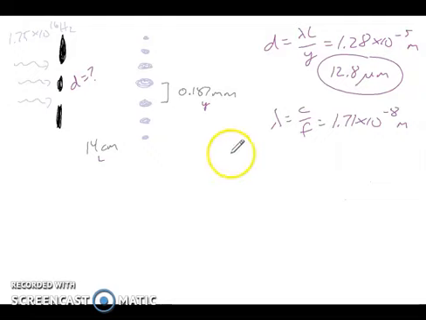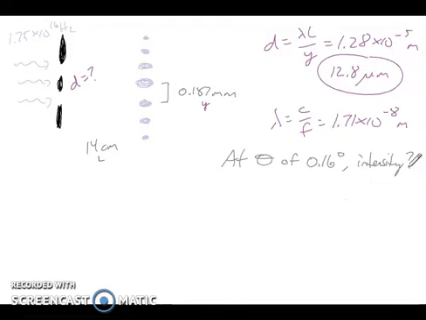Okay. All right. Now let's build on this a little bit. What if we go at an angle of 0.16 degrees, what would the intensity of the light be? Would it be maximum, minimum, in between? Let's see what kind of intensity or brightness we have at an angle of 0.16 degrees.